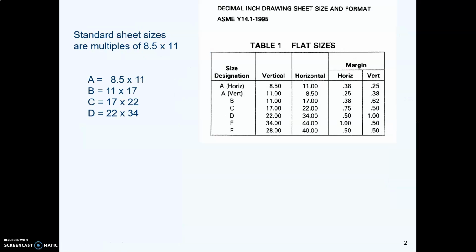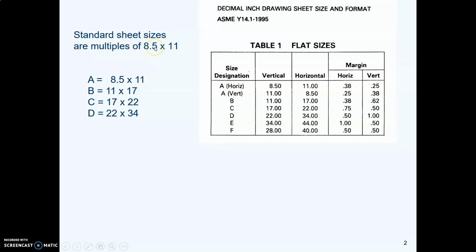Under this system, where you're using decimal inch sheets, the sheet sizes are all multiples of 8.5 by 11. And that's the size of paper that you get in your printer, let's say, or your photocopier. Standard letter size paper. If you took two sheets of those sheets of paper and put them side by side, how big would the area be? You'd have 11 by 17.